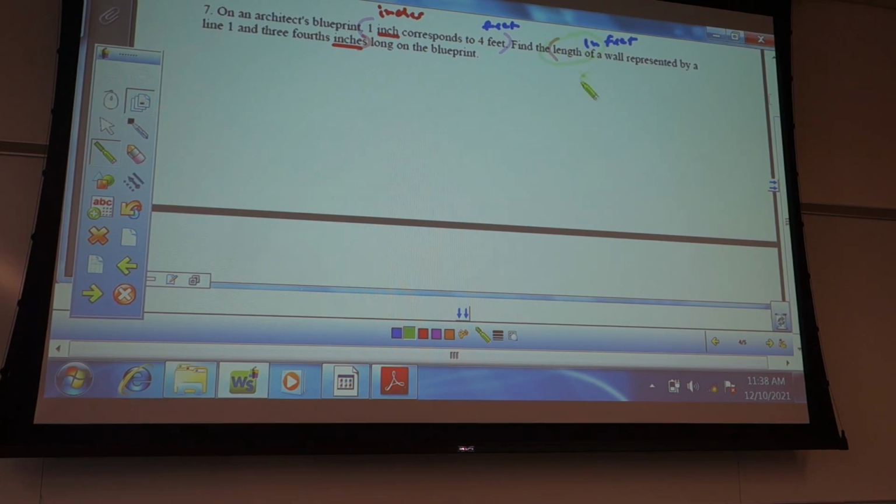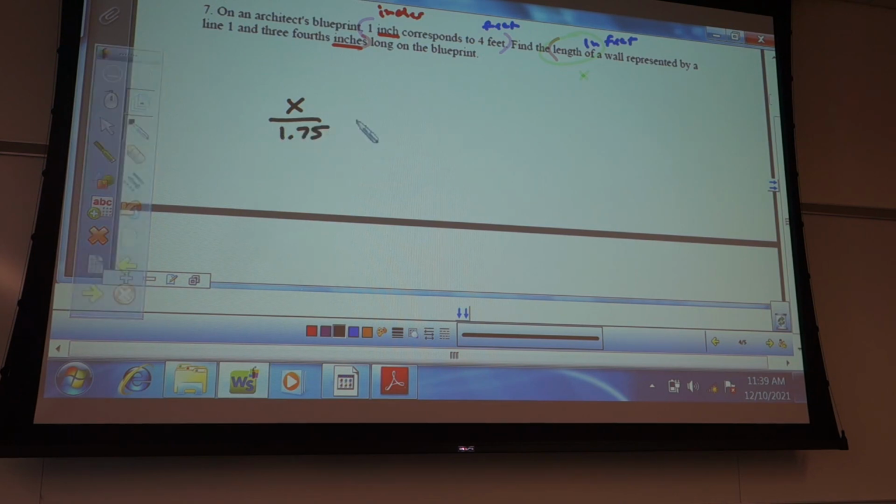So make that your x. So then x over 1 3/4. You can put it in your calculator. If you put 3/4 in your calculator, you get 0.75. So it's 1.75 equals. This is inches, this is feet. So I have to take the other point I have, and I have to put inches on the bottom and feet on the top.